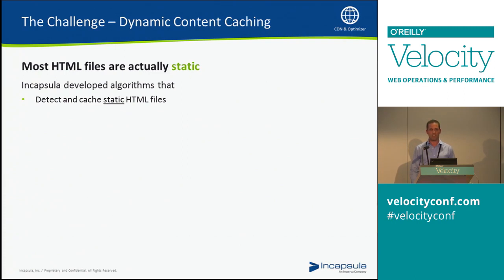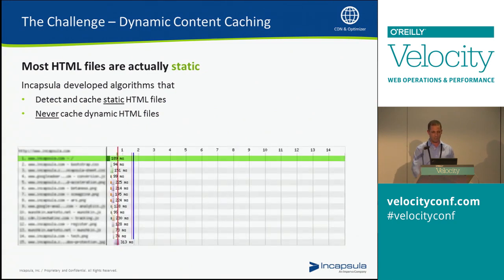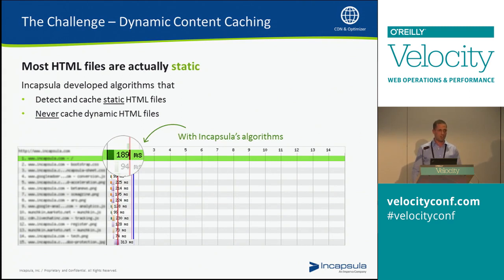We detect files that are not changing with different users or are not changing with time, and we are caching them. And we never cache real dynamic HTML files. And the impact is just huge. You can see here, instead of 5 seconds, it takes less than 200 milliseconds to deliver the file. Page load time goes way down, and the load on the servers is extremely lower than before.